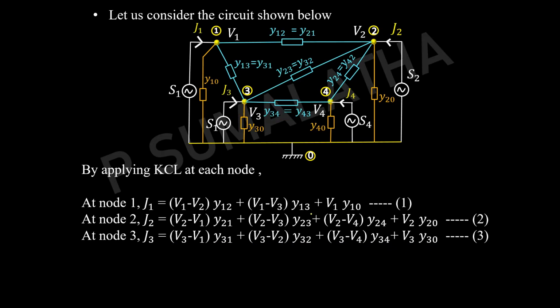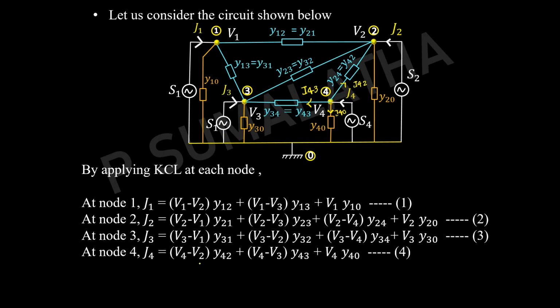Now if you see at the fourth node, here also we are assuming all the currents are leaving. I am assuming this as the I43 current, this is the I42 current, and here it is I40. So totally we have only 3 terms with respect to the fourth node. First term is (V4 minus V2) into Y42, (V4 minus V3) into Y43 and V4 into Y40. So totally we have 3 terms.